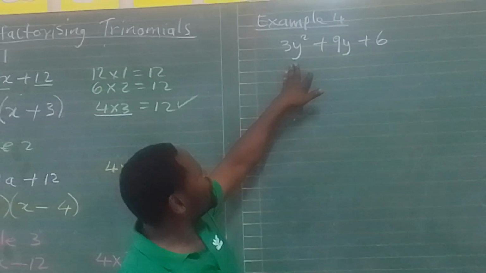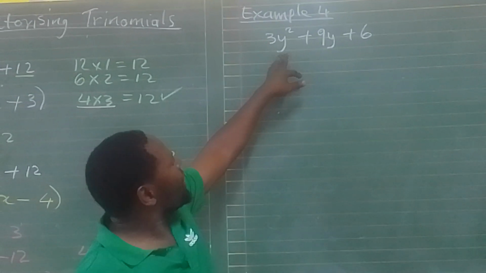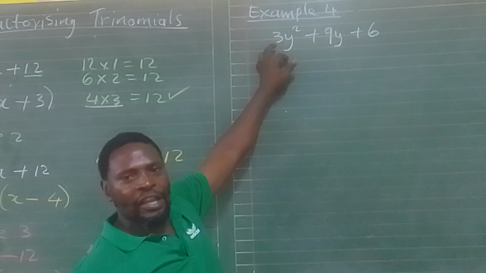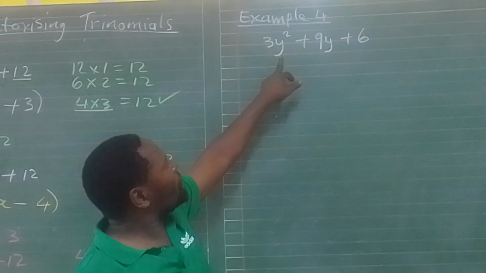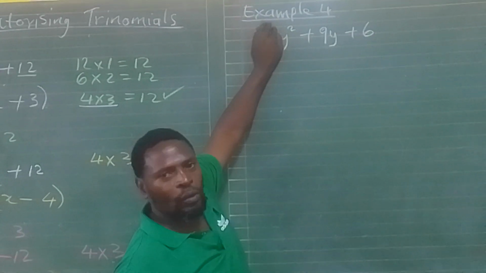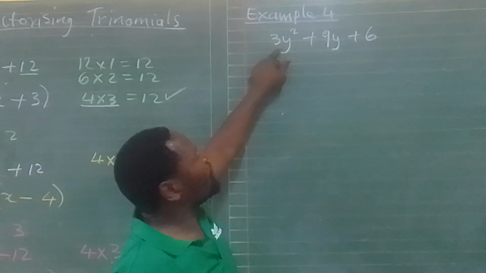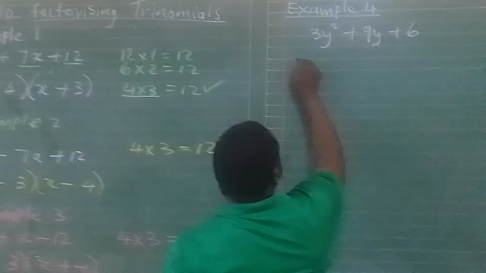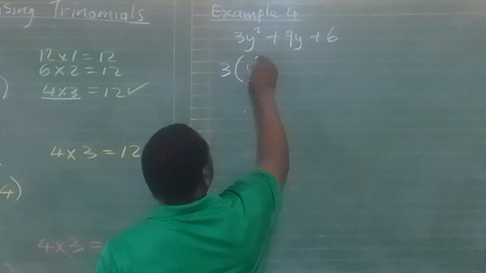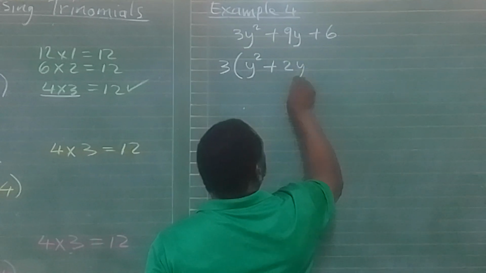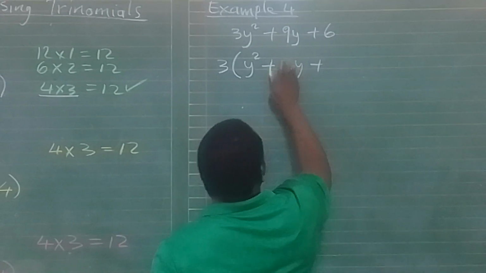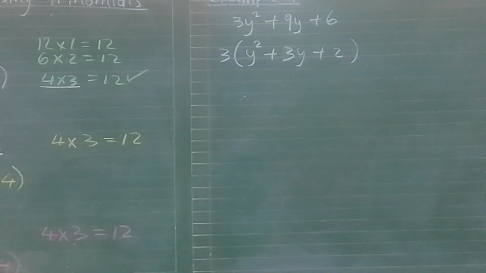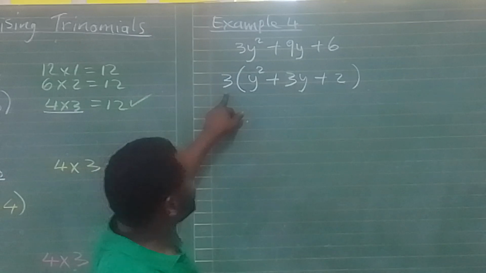most cases do not attempt to factorize a trinomial, a squared variable with a constant, which is this, not a constant, it's a coefficient, with the coefficient. Rather, remove or eliminate it. y squared plus 2y plus 3 here and 2 here. What have I done here? I have taken out the common factor of 3.